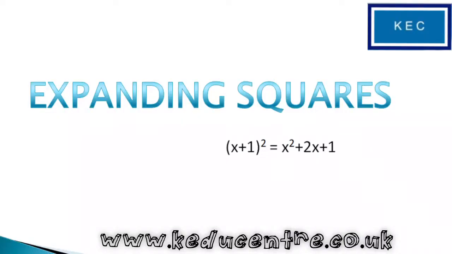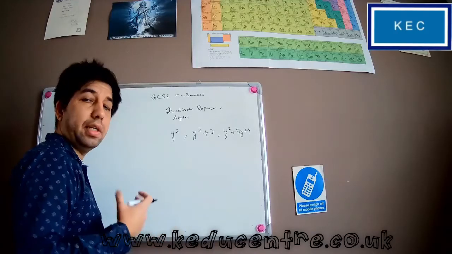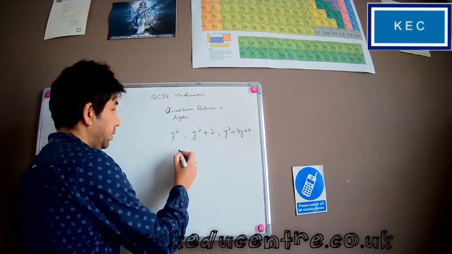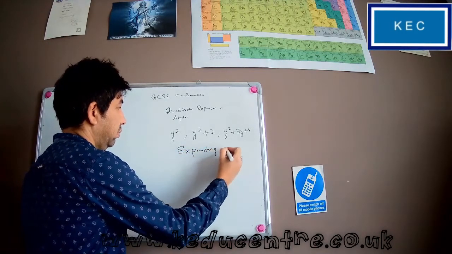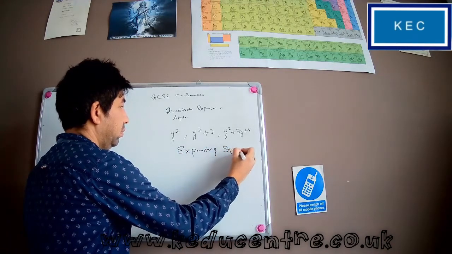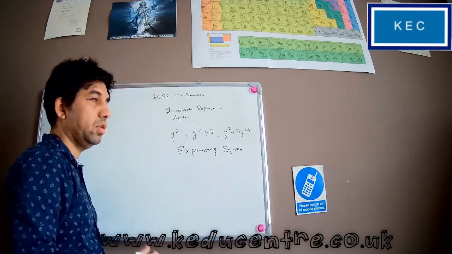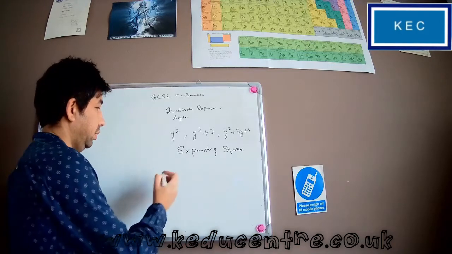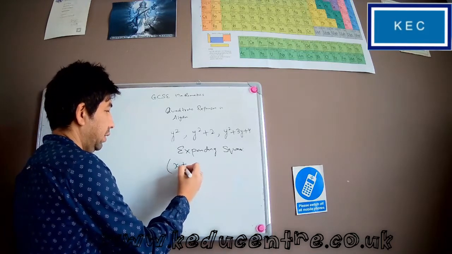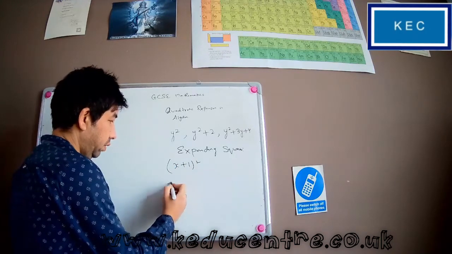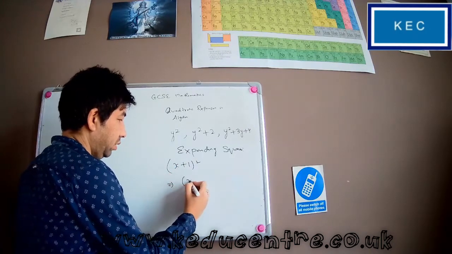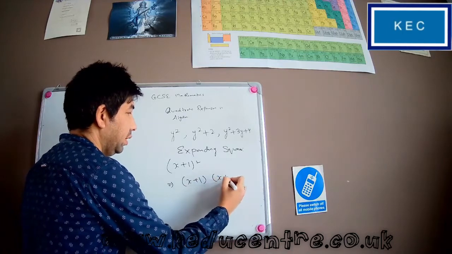Alright, now the next topic is expanding the squares. Okay, so how do we do expansion of squares? For example, what is x plus 1 whole square? In this case, we multiply the same term 2 times. So we do x plus 1 into x plus 1.